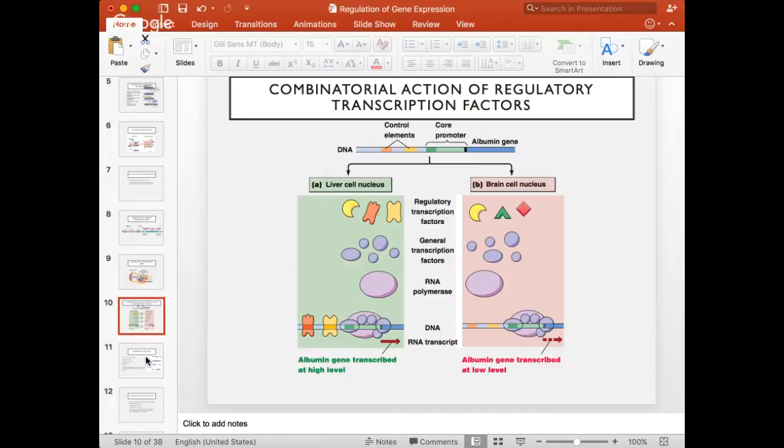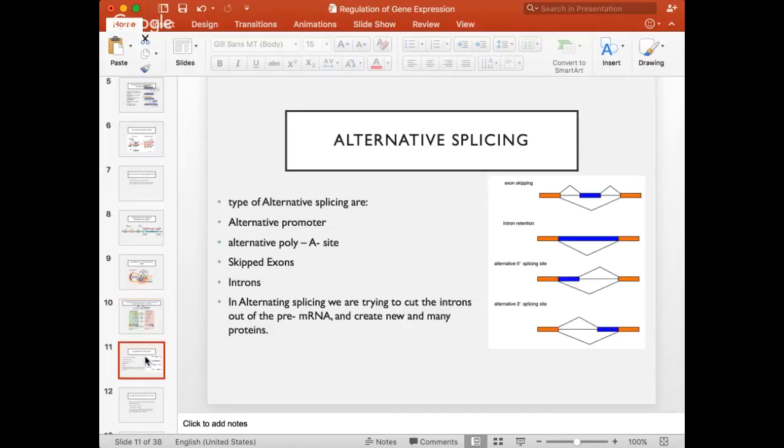Okay, so now we're going to get to alternative splicing. I want you all to know that there are different types of splicing. Alternative splicing includes alternative promoter, alternative poly A site, skipped exons, and introns.